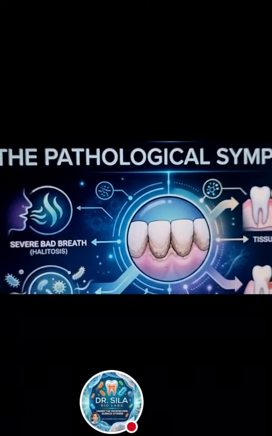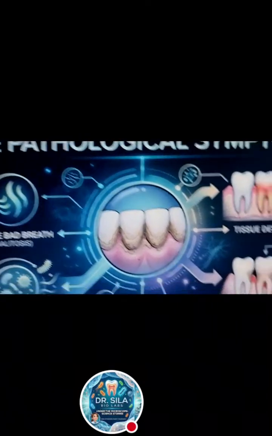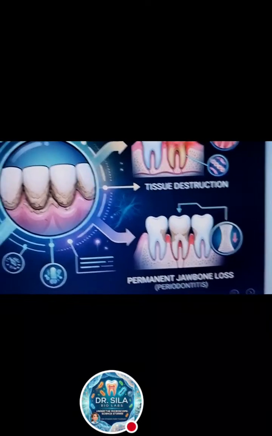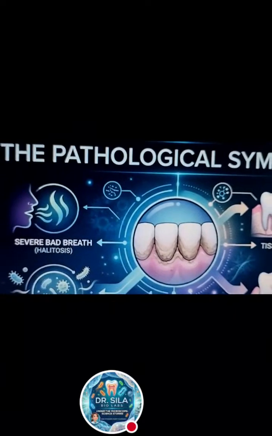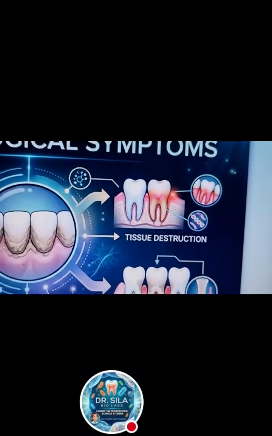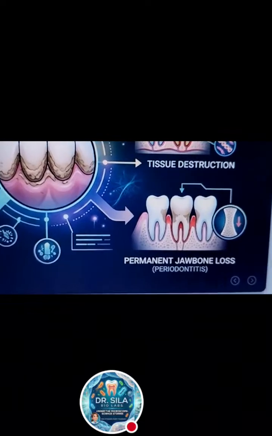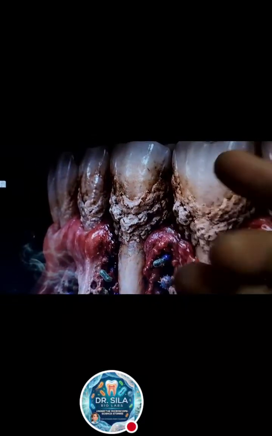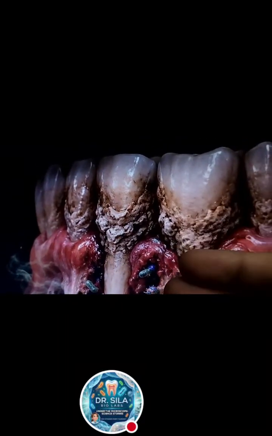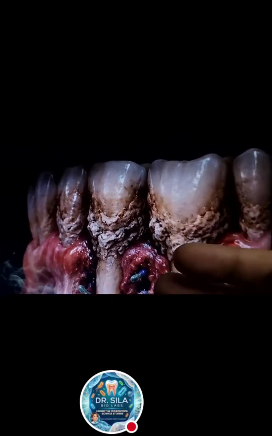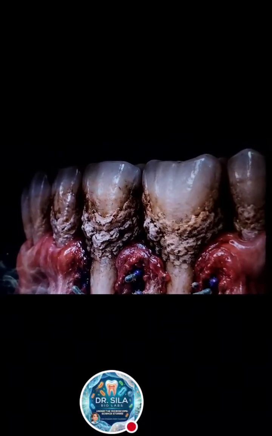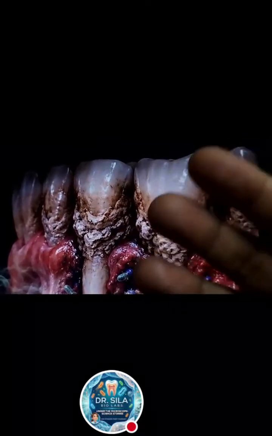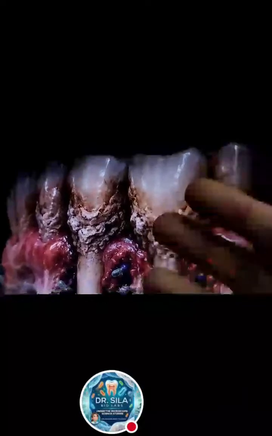The pathological symptoms: bad breath, tooth tissue destruction, and then permanent jawbone loss. Now that we understand calculus chemically and biologically, let's explore the destructive pathology. How exactly does this calcified rock trigger severe bad breath and tissue destruction?